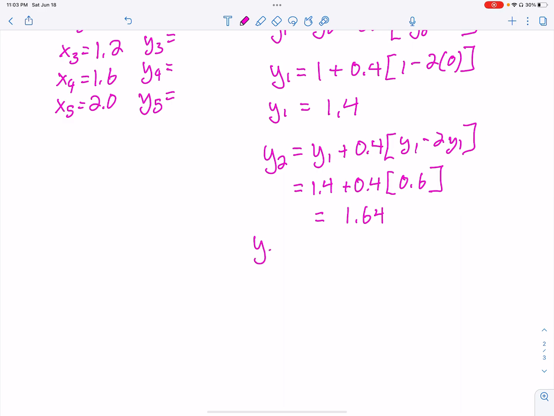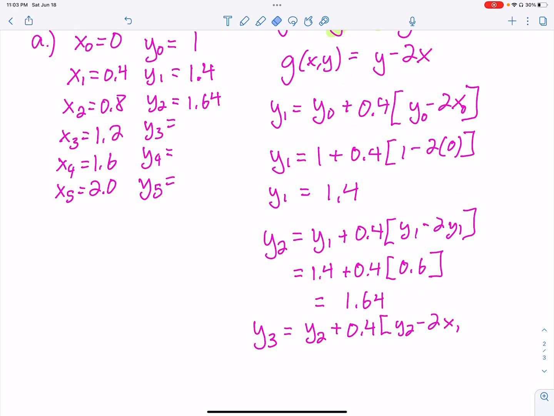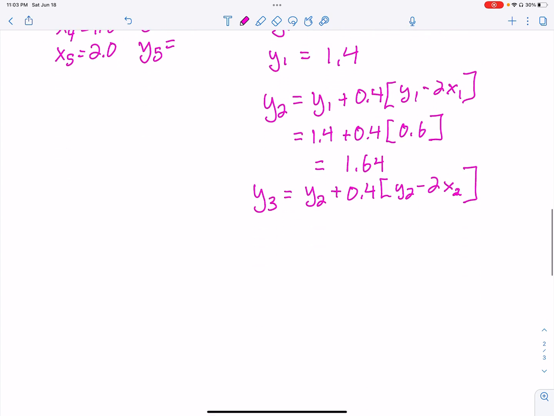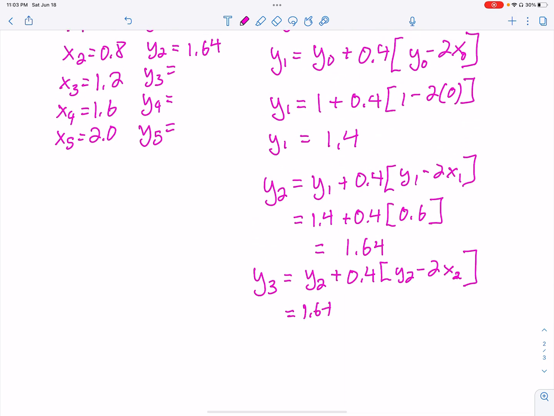All right, we use the formula again. Y sub 3 equals y sub 2 plus 0.4 times y sub 2 minus 2 x sub 1. That should be an x sub 2. There we go. So we're plugging all that in now. Y sub 2 is 1.64 plus 0.4 times, and when I plug x2 and y2 in there, we get 0.04, leaving us with 1.656. That was y3.